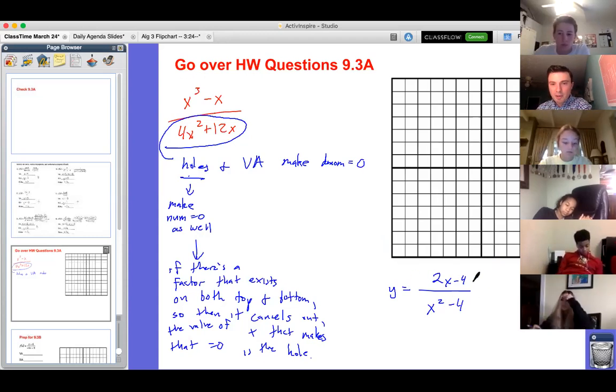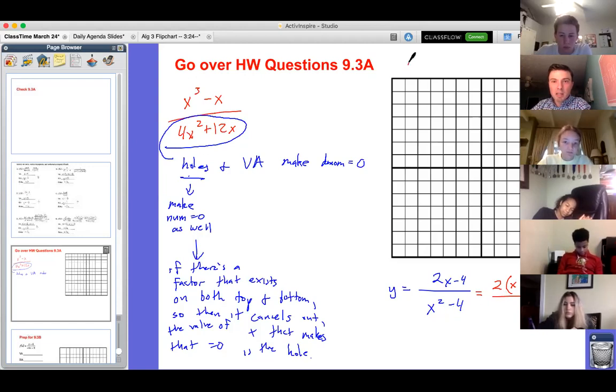So if we wanted to find the holes and or vertical asymptotes of this, you would need to factor the top and bottom. Can somebody help me out? What can I factor out of my numerator here? 2. Yeah, a GCF of 2. So I've got a 2 that comes out. What's left inside the parentheses? X minus 2, because if you divide both those by 2, that's what would be left. Does anyone see what x squared minus 4 factors into? X minus 2, x plus 2.